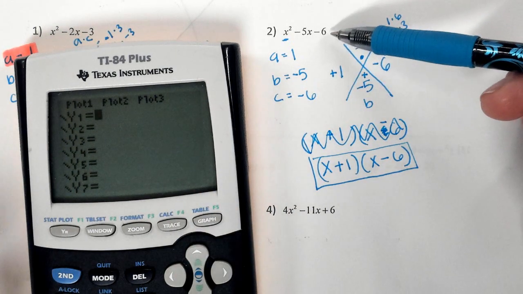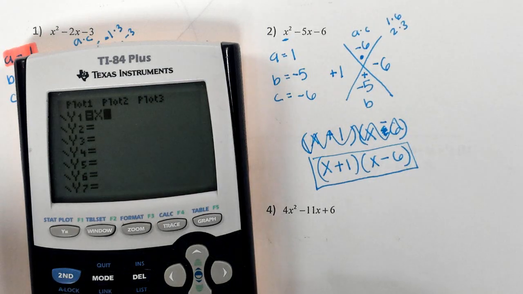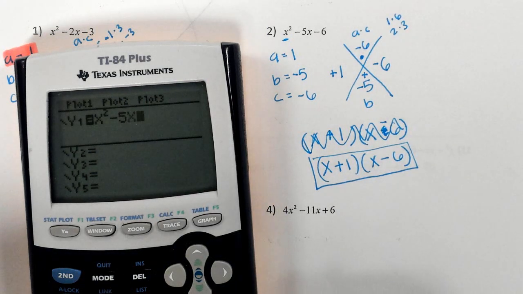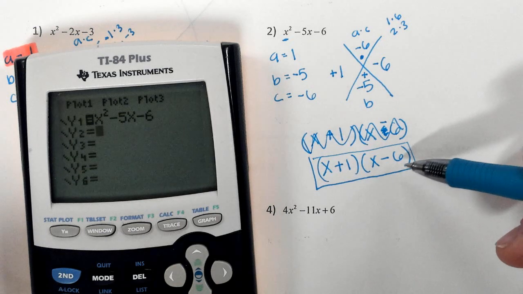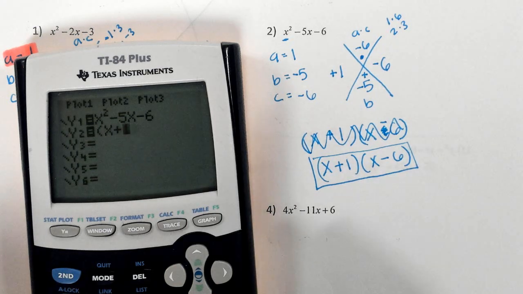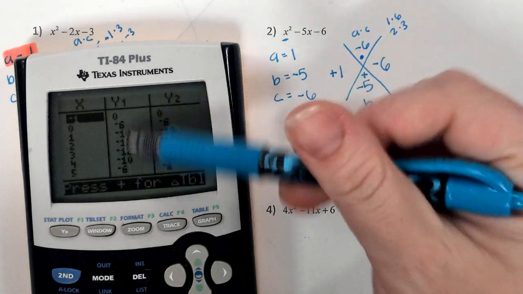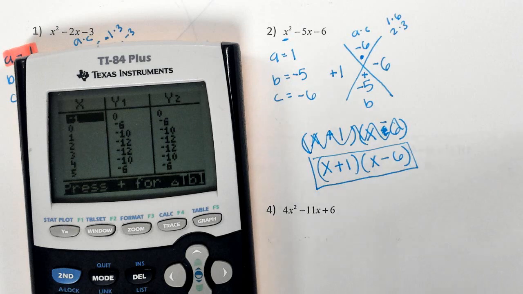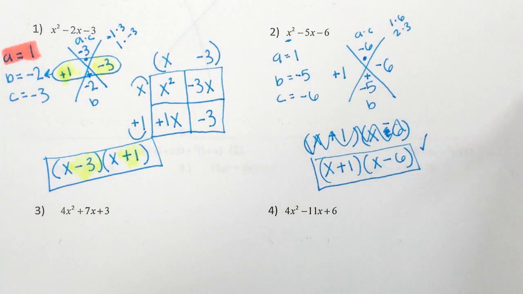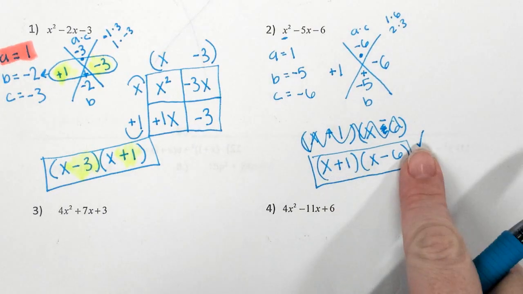So if you type what was given to you in y1, x squared minus 5x minus 6, and then what you came up with in y2, x plus 1, x minus 6, you can go to your table, and do you see how everything in y1 and y2 matches? That means I did it correctly. So that is my answer. No, if you put x minus 6, x plus 1, that's totally fine.